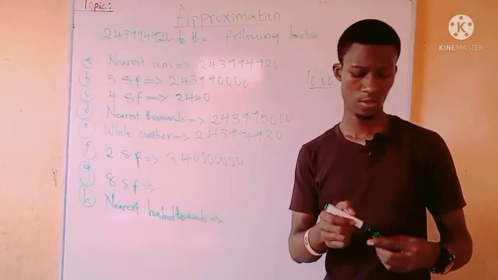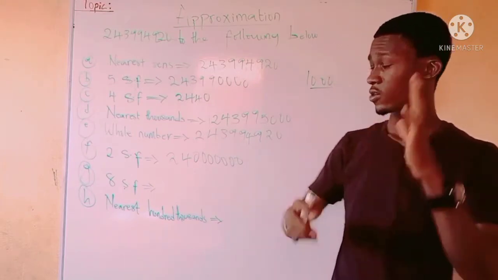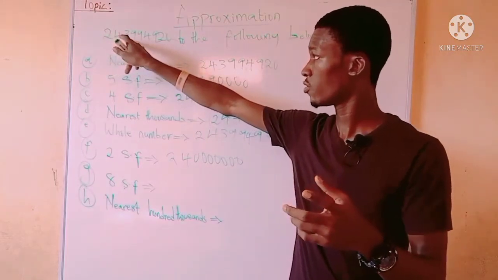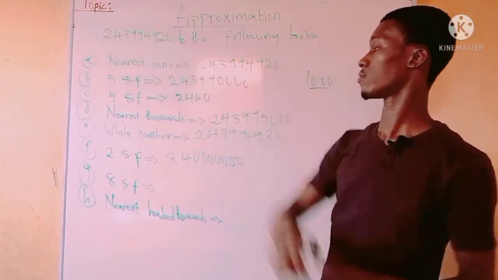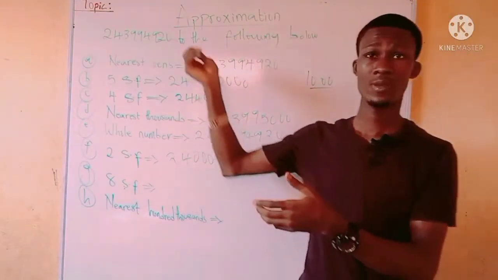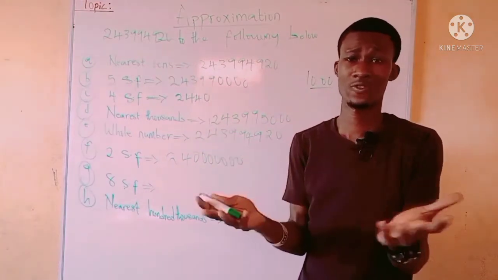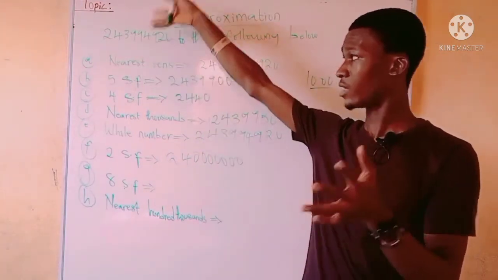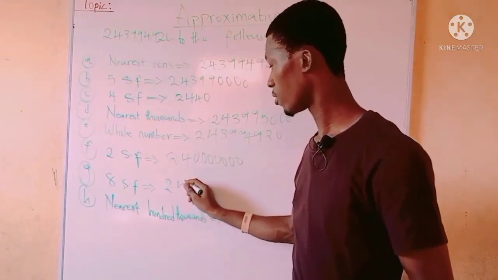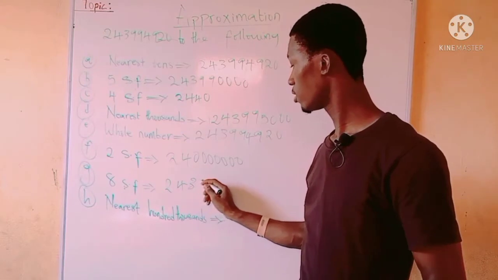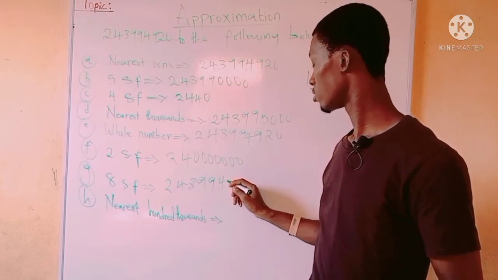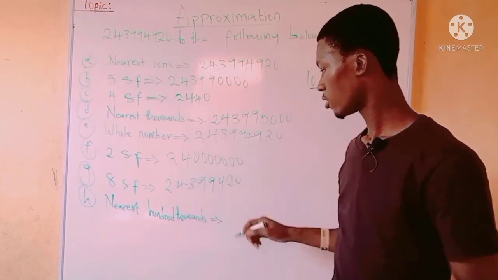Now over to 8 significant figures. We are going to count the first 8 digits that appear in our whole number, which is 1, 2, 3, 4, 5, 6, 7, 8. So, from the look of things, the last number itself is actually 0. 0 is not going to transform to something else. So our answer for 8 significant figures is 2, 4, 3, 9, 9, 4, 2, 0.